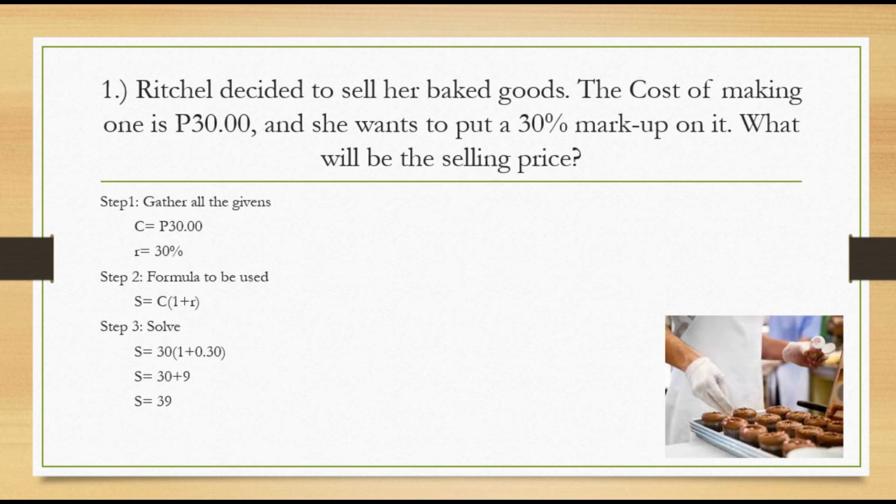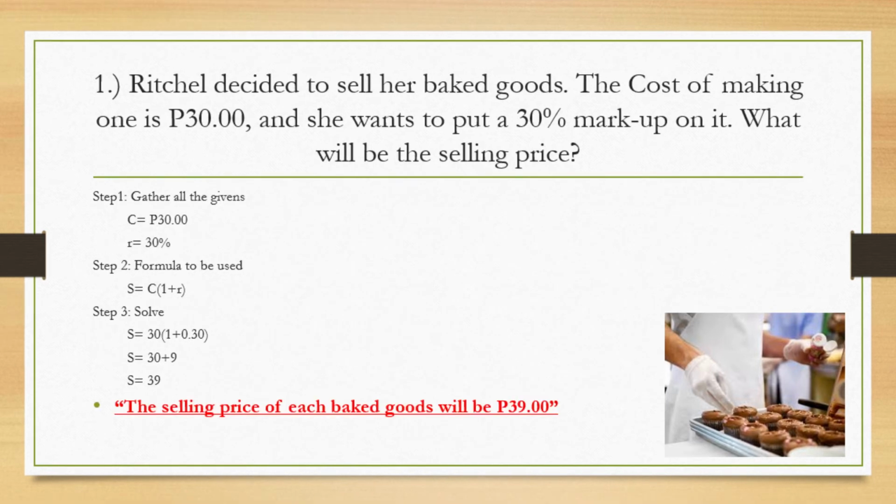Alright, let's solve. So, the selling price is equal to 30 times the quantity 1 plus 0.3. Selling price is equal to 30 plus 9, and S is equal to 39. So, the selling price of each baked goods will be 39 pesos. Yung baked goods niya na 30 pesos, pinatungan niya ng 30% markup, binibenta niya na ito ng 39. So, yung 9 pesos yung parang markup natin.